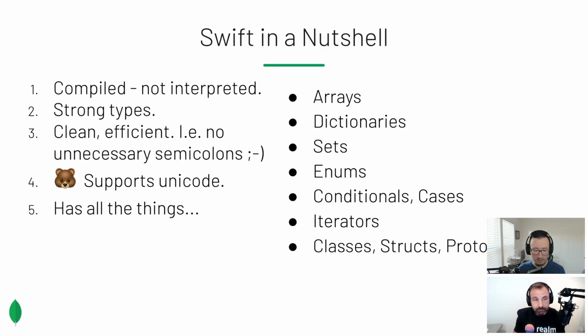So let's go over a little bit about Swift. Swift in a nutshell. I love it. It's a compiled language, which means you can create something that is super fast and super efficient. It's not interpreted like JavaScript.